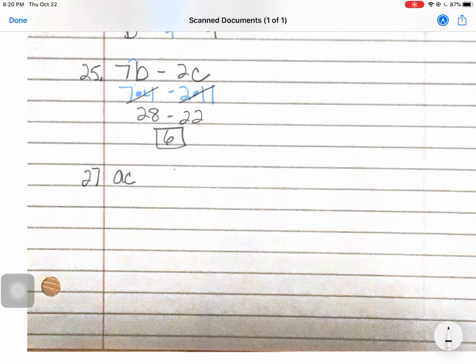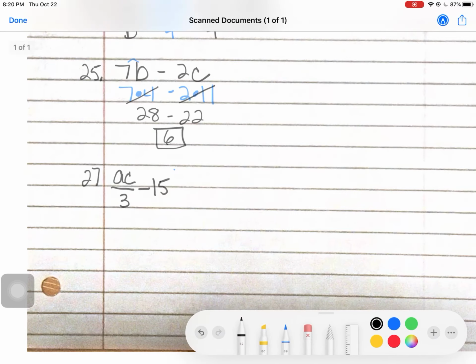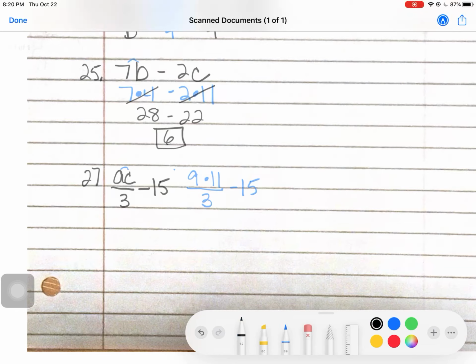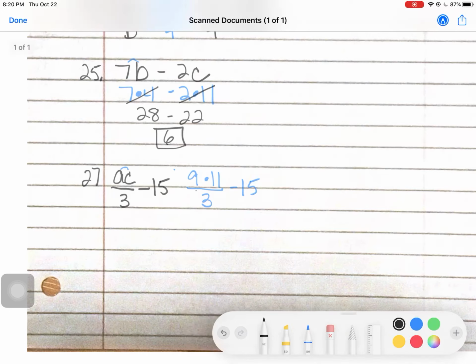27. Oh, here's another good one. AC over 3 minus 15. Not the AC in your house in the summer, but A times C. So we've got 9 times 11 divided by 3 minus 15. Don't forget that little appendage part kind of there, I call it. That's a really common mistake that some people make, including myself.